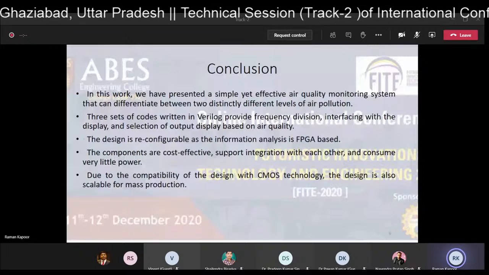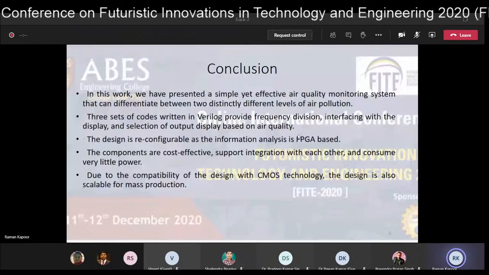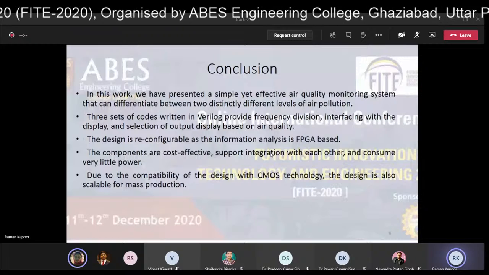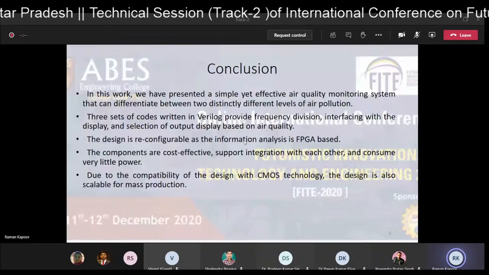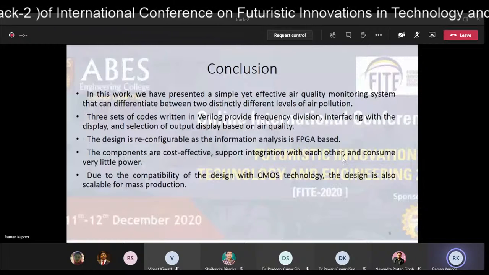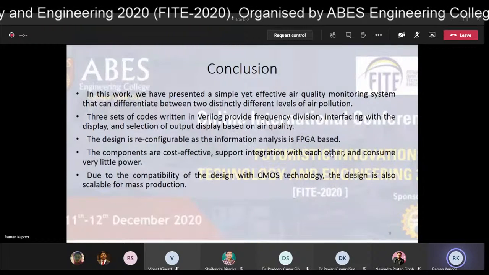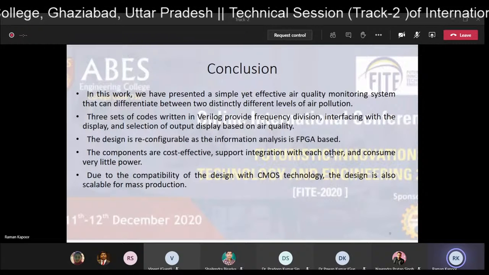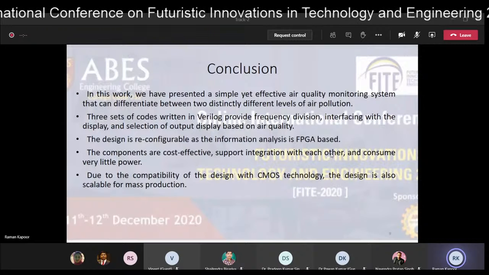And because air quality doesn't change at very small distances, this whole embedded system can be used to support a certain region or area. And it supports integration with each other. So the sensor is integrated with Arduino. Arduino, being a digital system, is integrated with FPGA. FPGA can be integrated with 7-segment. And overall, it's all digital, so it consumes very less power.